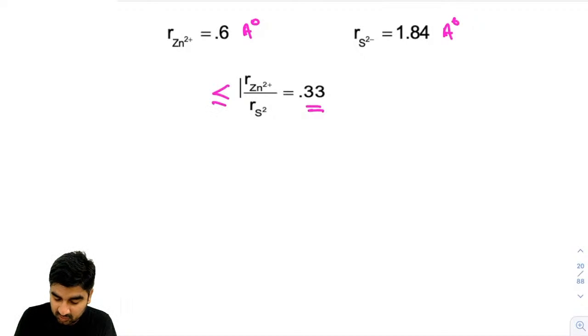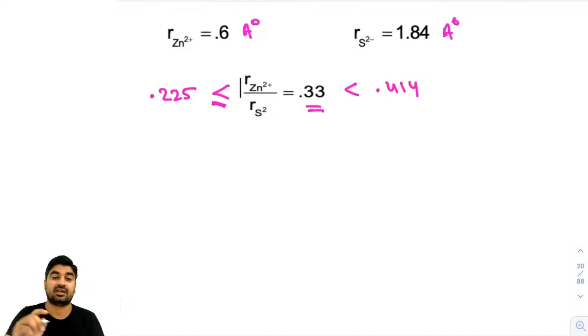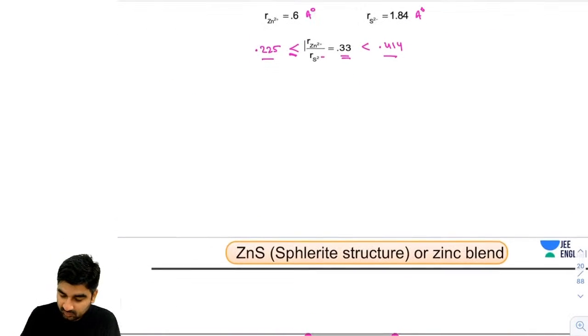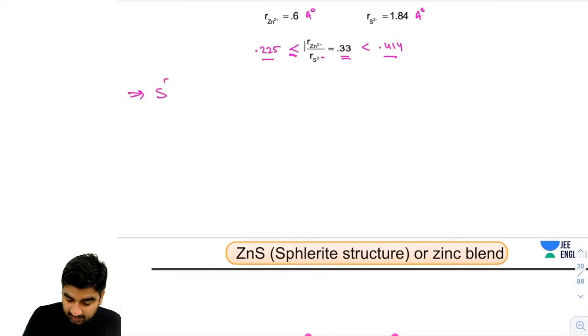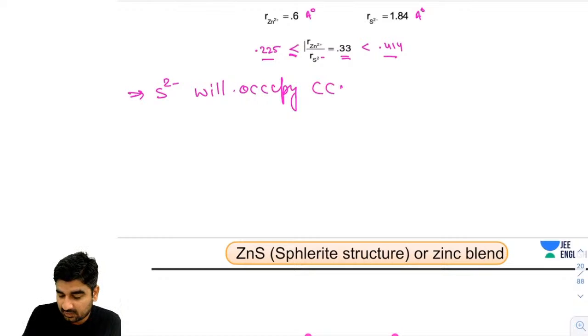Now in which range does this radius ratio lie, guys? 0.225, and this equality sign is applicable for the tetrahedral void. It means in this case S2 minus will occupy FCC positions, and Zn2 plus will occupy the tetrahedral void, because this ratio or this coordination number is for the tetrahedral void. So guys, you can note it down here that S2 minus will occupy CCP positions.